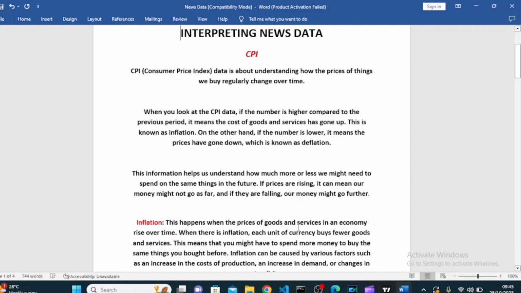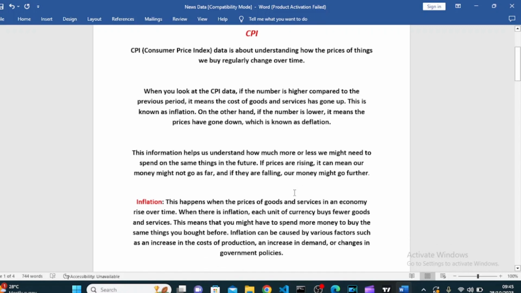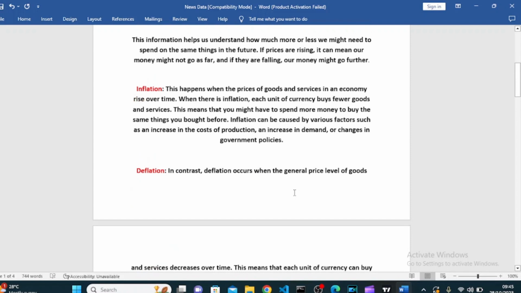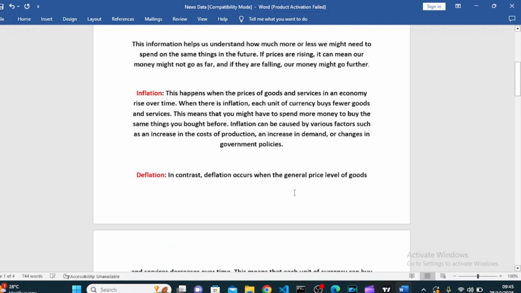Let's look at the chart now to interpret this. I just added a few notes here about inflation, so you understand what inflation and deflation mean. So what's inflation? This happens when the price of goods and services in an economy rises over time. When there is inflation, each unit of the currency buys fewer goods and services. This means that you might have to spend more money to buy the same thing you bought before. Inflation can be caused by various factors such as an increase in the cost of production, an increase in demand, or change in government policies.